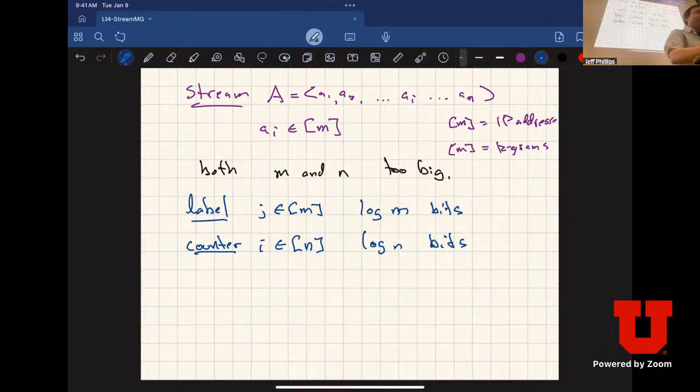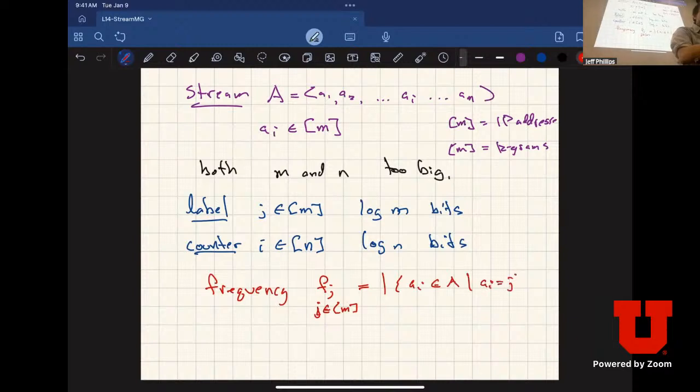And what I would like to keep track of is the large things. What I need to know is what I'll call the frequency, okay? The frequency f of j for j in the space of, say, all IP addresses or all of the K-grams. I want to maintain the number of A_i in the set A such that A_i is equal to j. Okay, so I want to know the count of the jth IP address. How many times did I see this? Okay, I want to maintain this, and in particular, what would be called the heavy hitters.